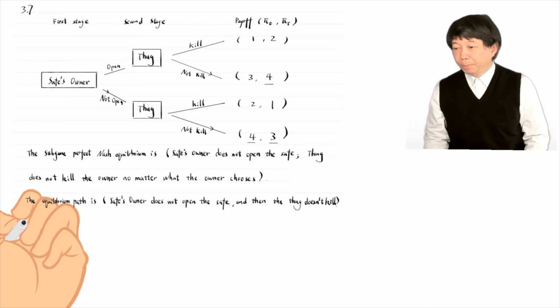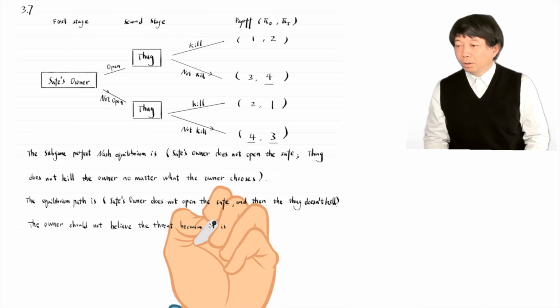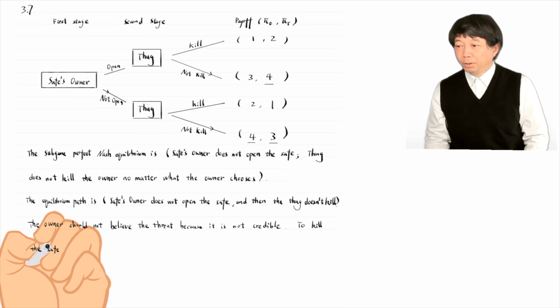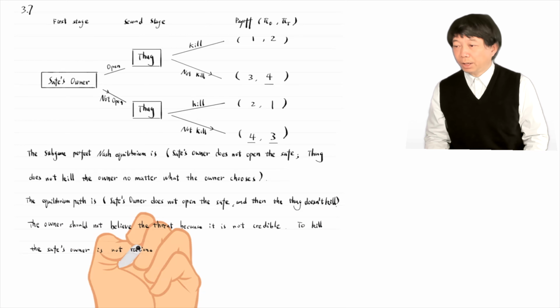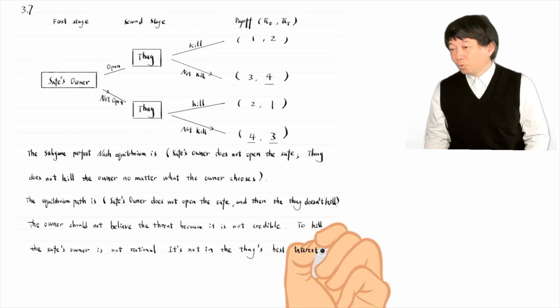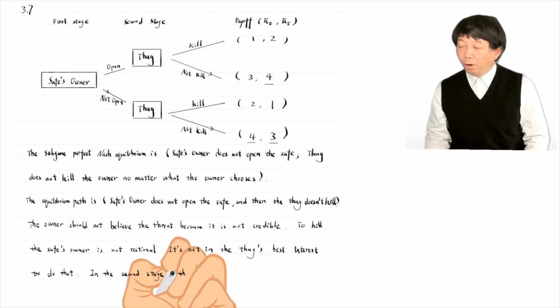The owner should not believe the threat because it is not credible. To kill the owner is not rational for the thug because it is not in his interest to do that. In the second stage of the game, the thug's strategy is not to kill, whether the owner opens the safe or not.